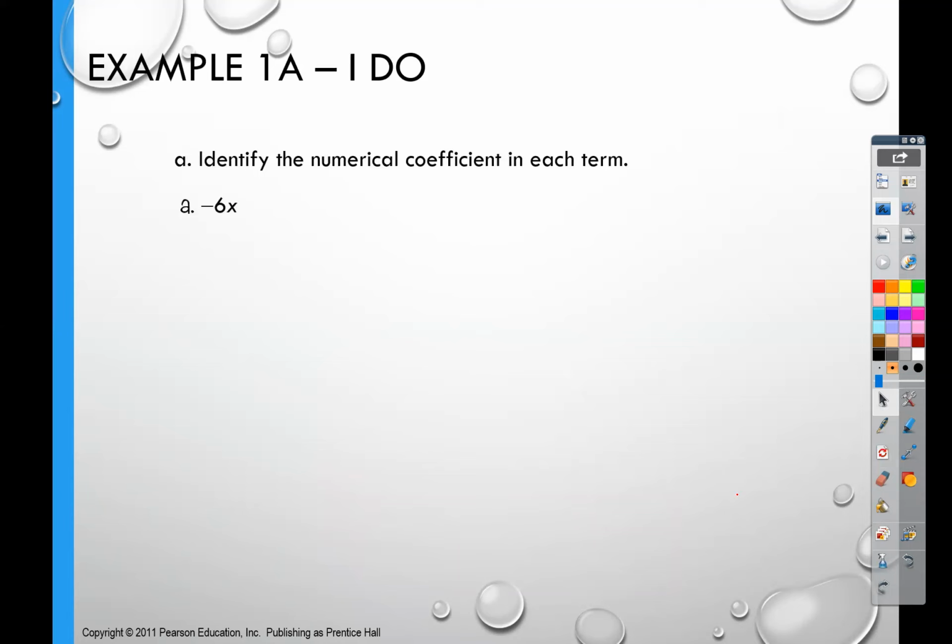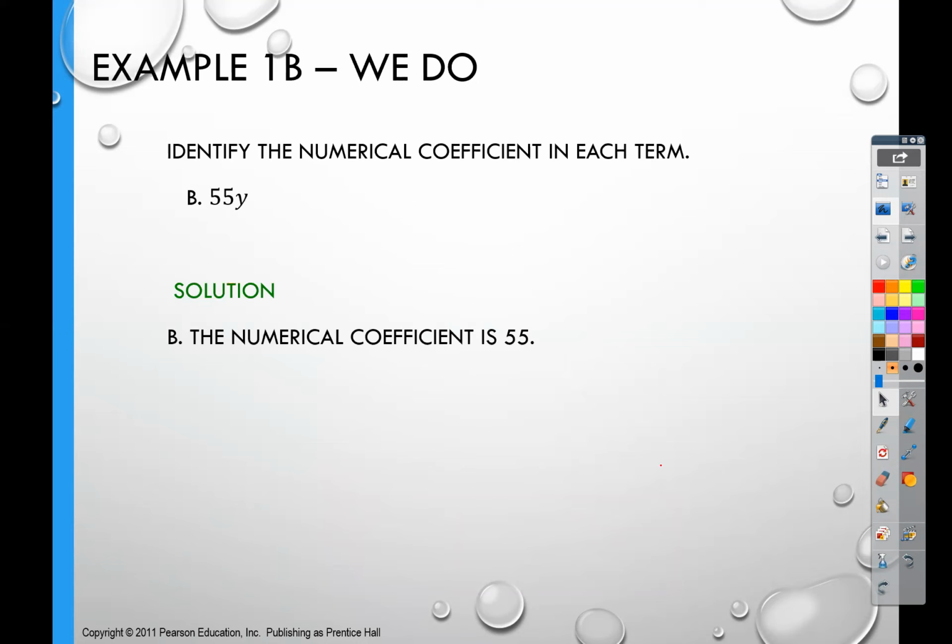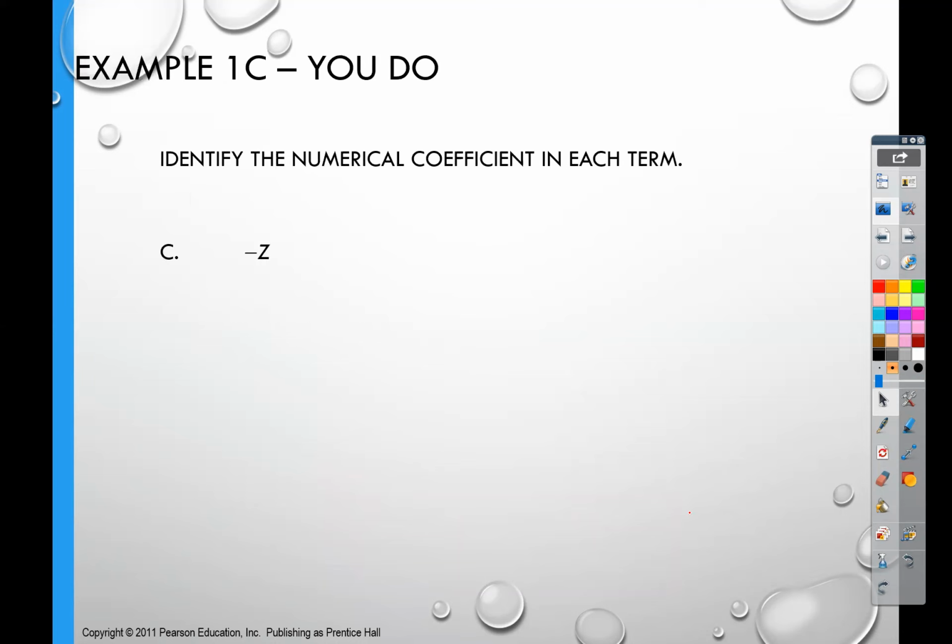So identify the numerical coefficient in each term. So what is in front of that? It is the -6. You can always pause these videos if you need to write stuff down real quick. Identify the numerical coefficient in 55y. It will be 55. What's the numerical coefficient in -z? Remember I said that you assume a -1 is in front, so it's -1.